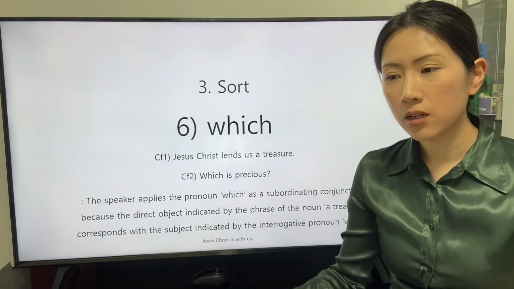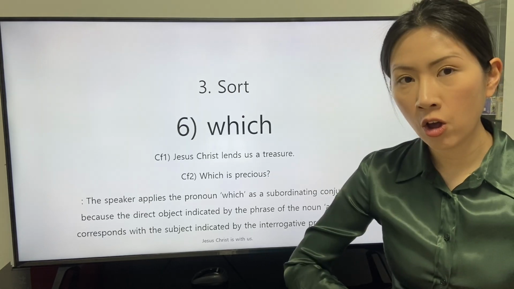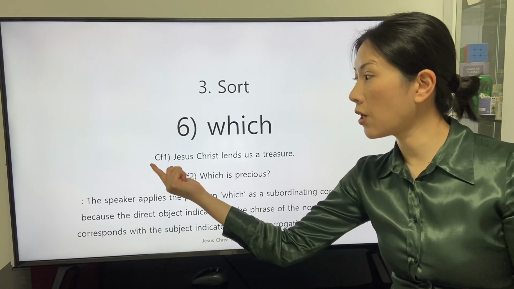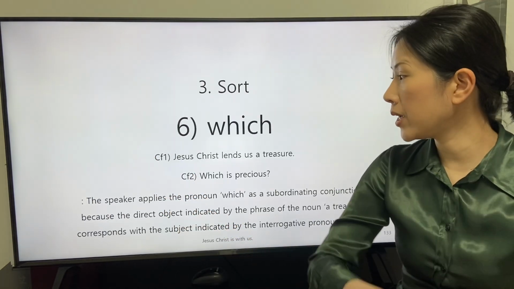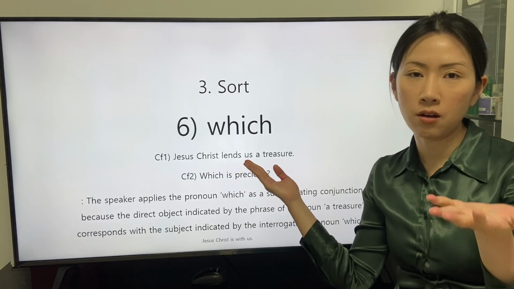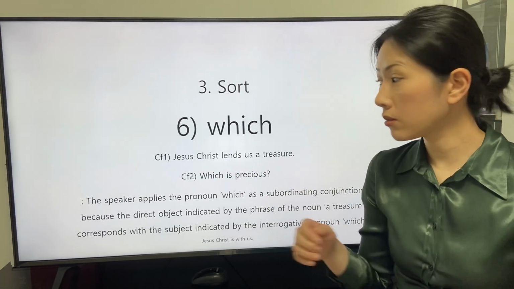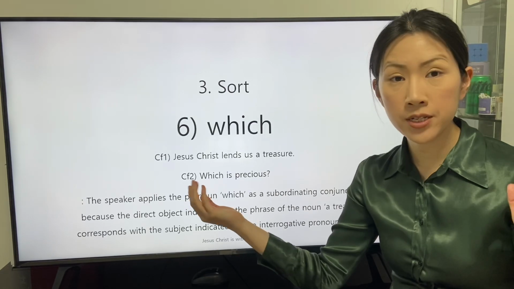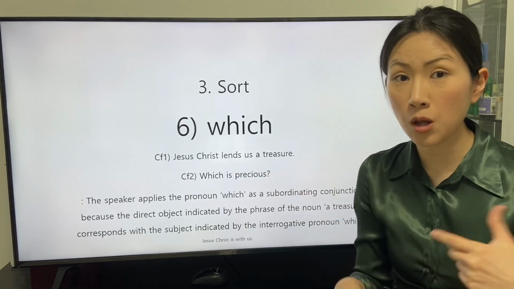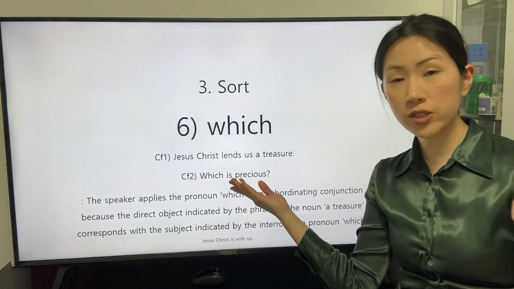The sentence is integrated from the two clauses. The first clause, to be the main clause, is this: Jesus Christ lends us a treasure. The second clause, that is the interrogative clause, to be the subordinate clause, is this: which is precious.